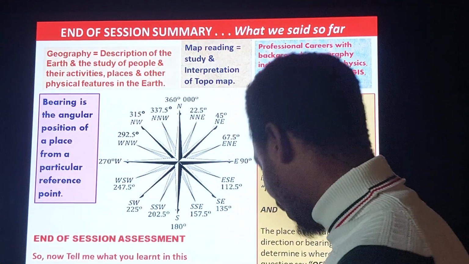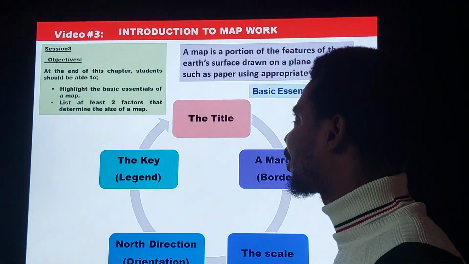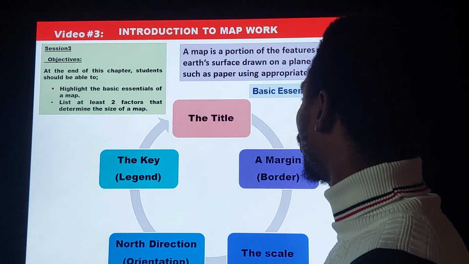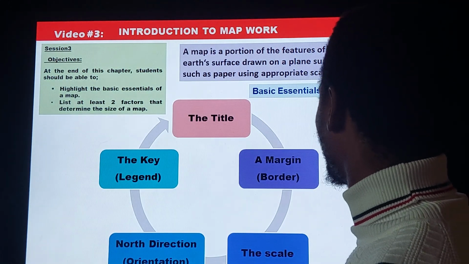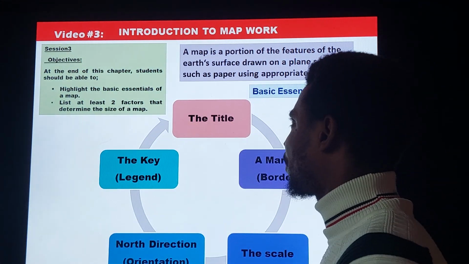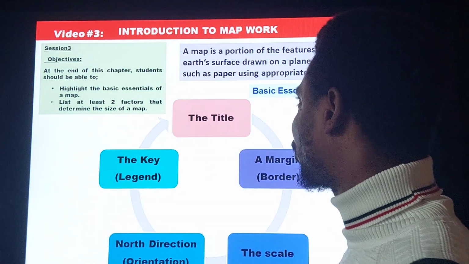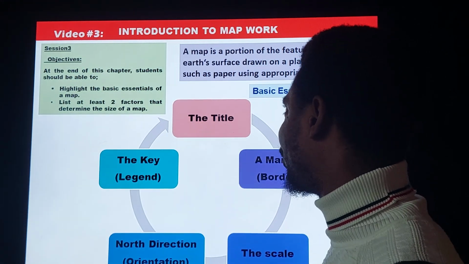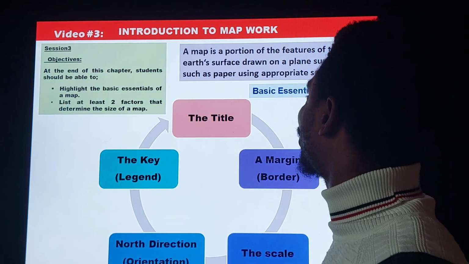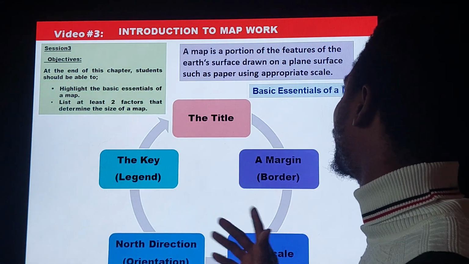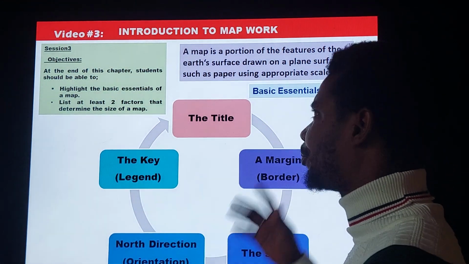All right. Okay, so let's go to today's lecture. So we have looked at the basic essentials of map. We have all of these things. So I still want to recapitulate what I said in the previous class, that a map is a portion of the feature of the earth surface drawn on a plane surface such as paper using an appropriate scale.